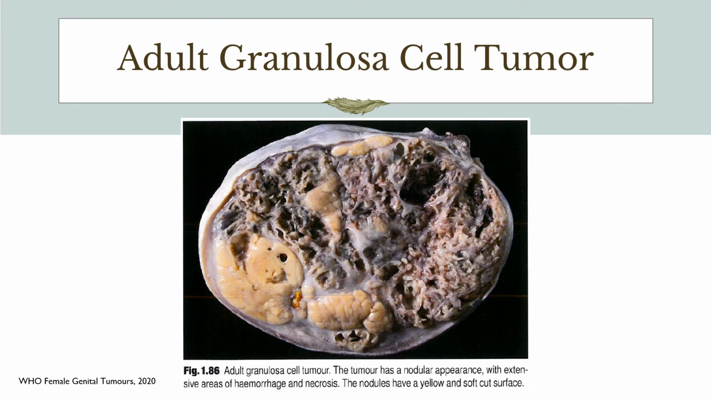Adult granulosa cell tumor is usually unilateral. That means that it only affects one side of the ovary, with mean diameter 10 centimeters. But it can grow bigger and reach a sizable mass. On a cut surface, the tumor is solid with soft consistency, brown to yellow color, and may have hemorrhagic area, like here. We can also find some cystic spaces.